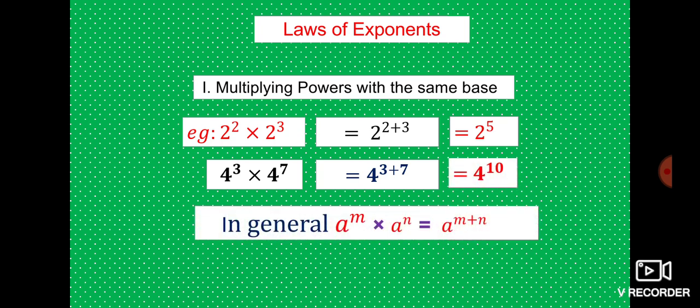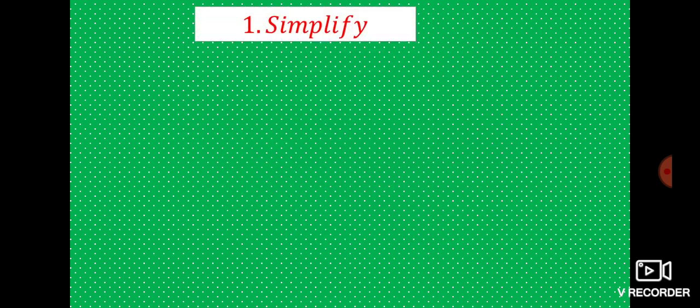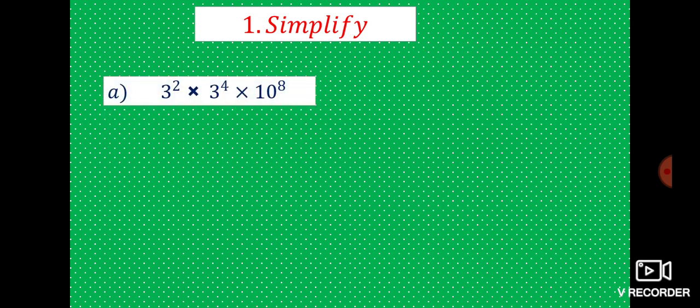So in general, we can take A as the base, M and N are the powers. Then we can write A raised to M into A raised to N equal to A raised to M plus N. This is the first law of exponent. See some questions by using this law.